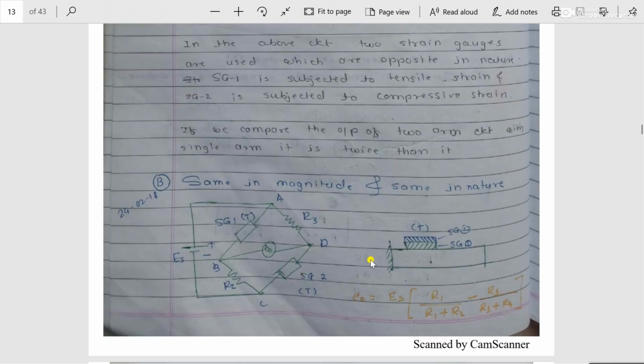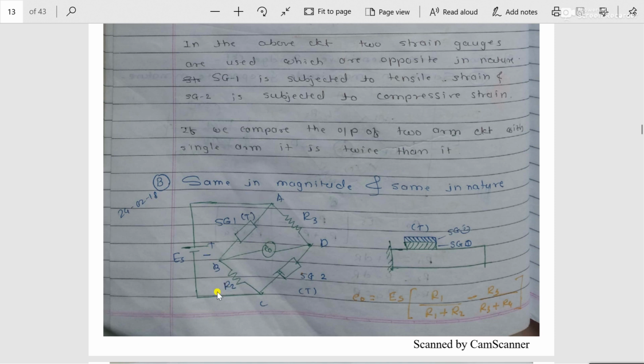Now we have to discuss the second condition in the same two arm sensitive bridge circuits. What is that condition? Same in magnitude, same in nature. So what is meant by the same in magnitude? Once again, strain gauge 1 and strain gauge 2 both have the same magnitude, for example 350 ohm. So at the same time, R3 and R2 also have the same resistance value, that is 350 ohm.